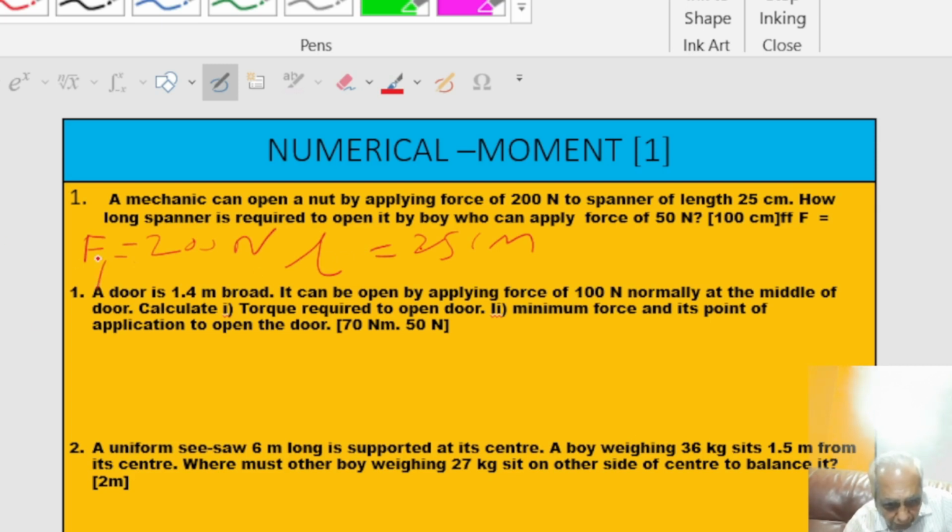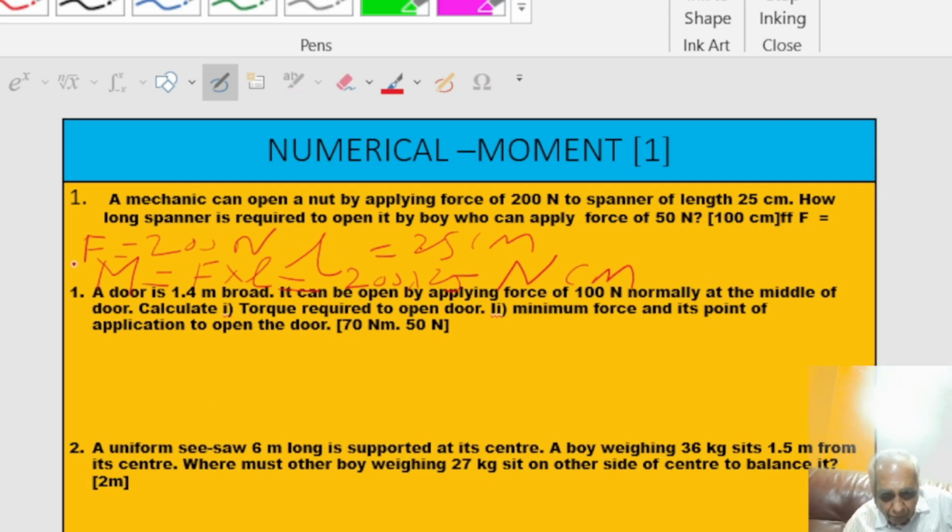If we write the formula, the moment of force required to open the nut is M equal to F multiplied by L. If you multiply, you will get 200 multiplied by 25 Newton centimeter. Write the unit: this is in Newton, this is in centimeter. So this is the moment required. Whosoever wants to open this nut has to supply this amount of moment.